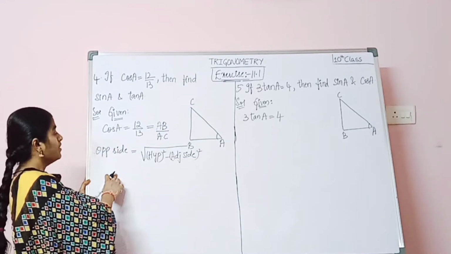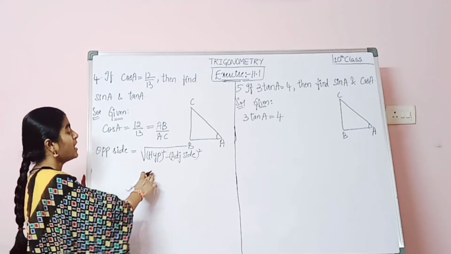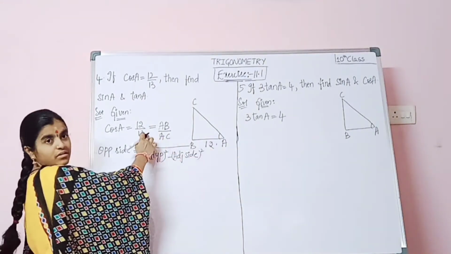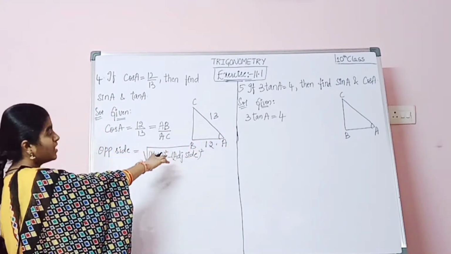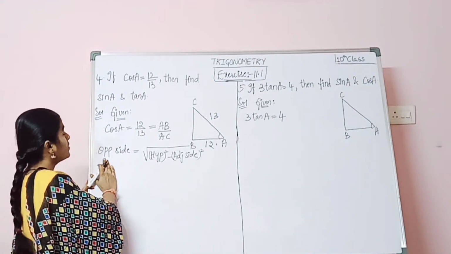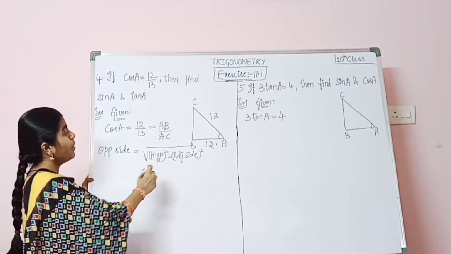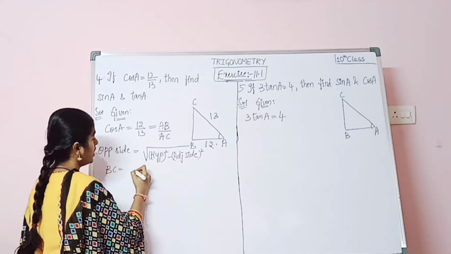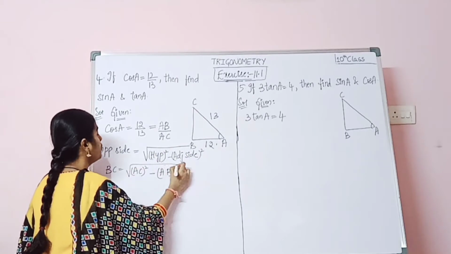So according to Pythagoras theorem, for finding opposite side, what is the formula? Opposite side equals square root of hypotenuse square minus adjacent side square. What is adjacent side? AB here 12. Now hypotenuse they gave. What is hypotenuse? AC 13. So they didn't mention opposite side. For finding opposite side, this is the formula. What is opposite side here? BC. BC equals, what is hypotenuse here? AC. AC whole square minus, what is adjacent side? AB whole square under root.